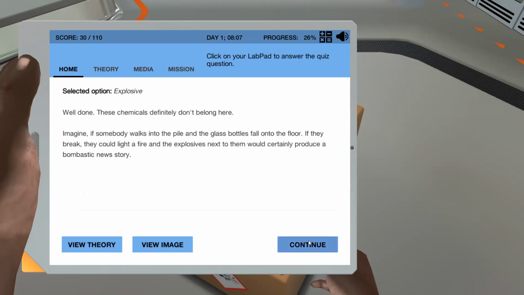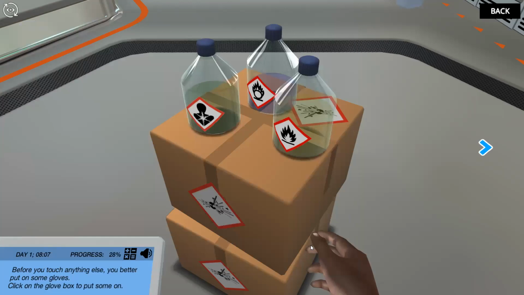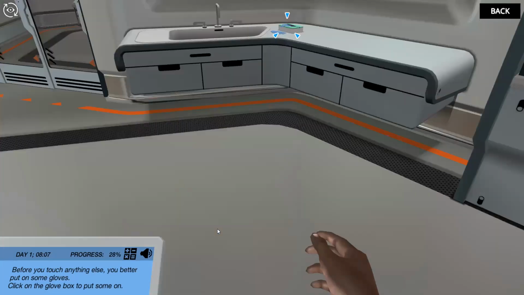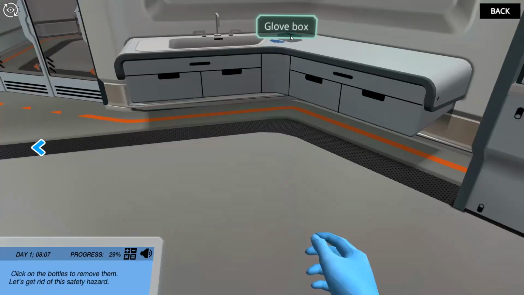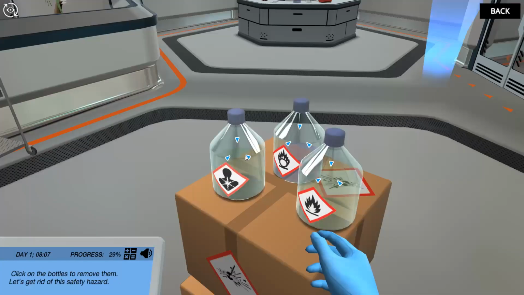Imagine if somebody walks into the pile and the glass bottles fall onto the floor. If they break, they could light a fire and the explosives next to them would certainly produce a bombastic news story. Before you touch anything else, you better put on some gloves. Click on the glove box to put some on. There we go. Click on the bottles to remove them. Let's get rid of this safety hazard.